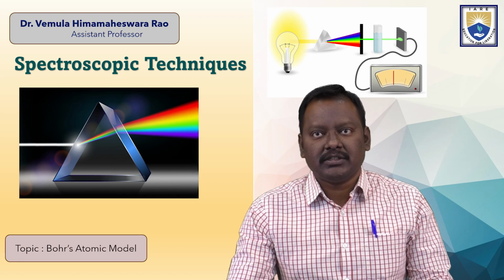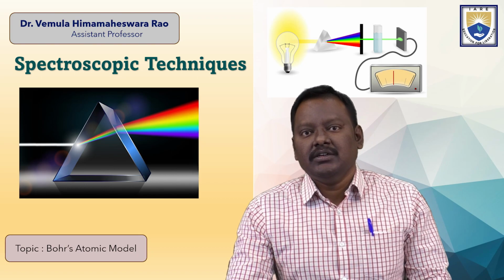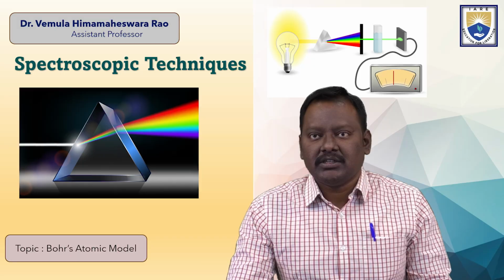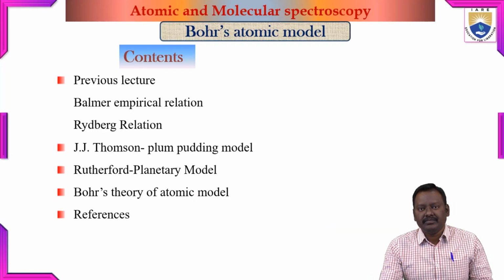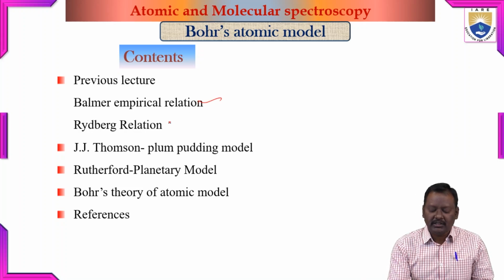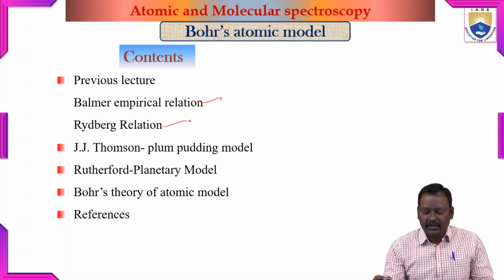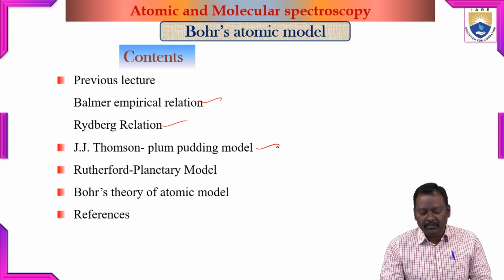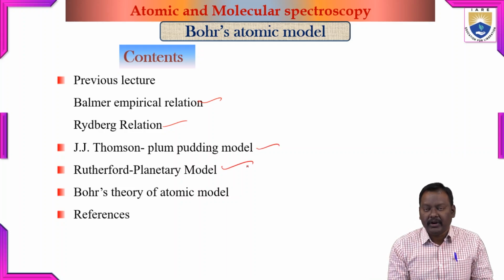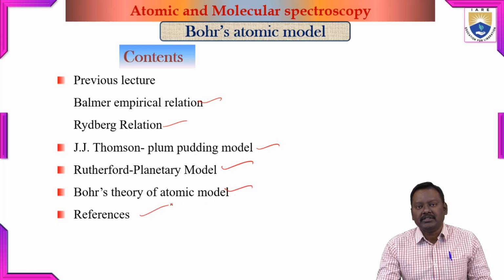Today we are going to discuss Bohr's atomic model. In the previous lecture we discussed the line spectrum, Bohr's empirical relation, and the Rydberg relation. Today in this lecture we are going to discuss J.J. Thomson's plum pudding model, Rutherford's planetary model, Bohr's theory of the atomic model, and then references.